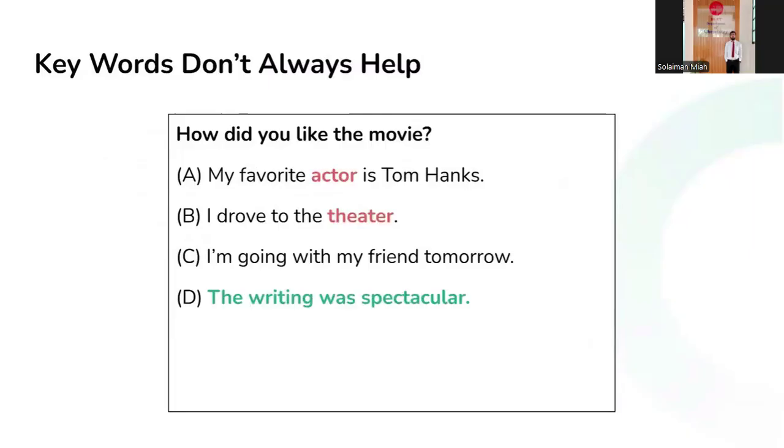Notice that choices A and B do have movie vocabulary, so they may sound connected, but only one answer actually expresses an opinion about a movie. The first answer choice does give an opinion, but it's about an actor, not a specific movie. This shows why matching keywords alone isn't enough. You need to match both the type of response the question is asking for and the topic.